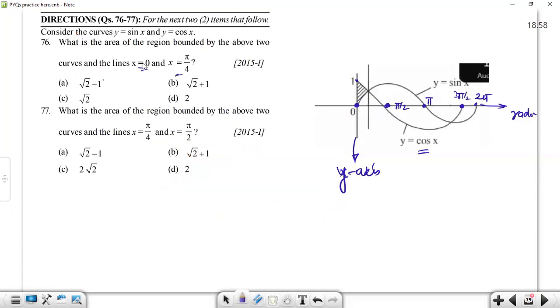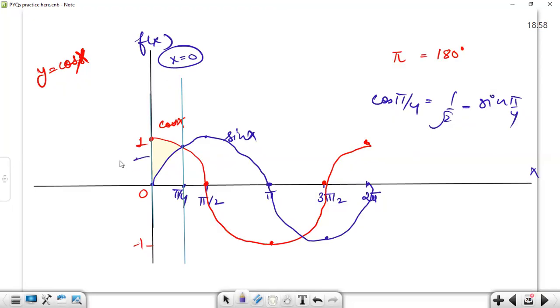Let's go back to the question. Look, there was a line x equals 0, so this is the line x equals 0. This is the line x equals pi by 4. And these are two curves, cos x and sine x. So the area bounded by all of these is this only. So how can we find this?